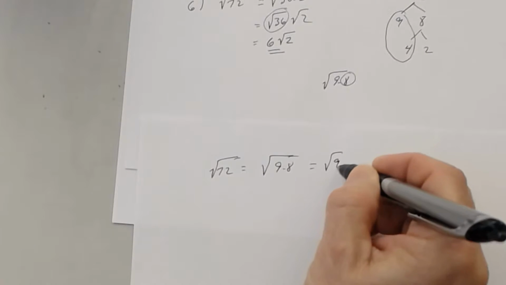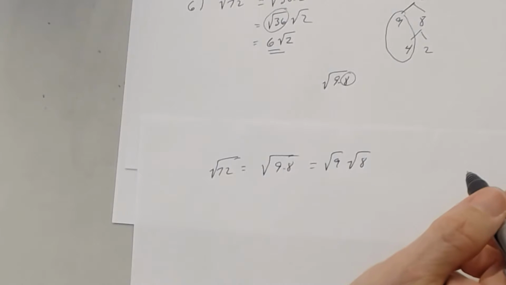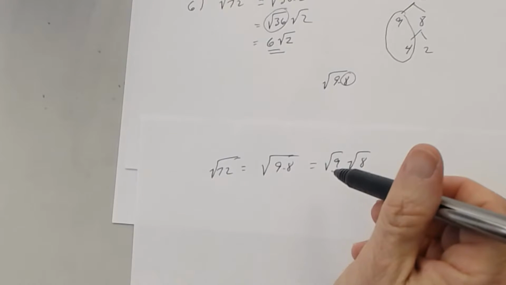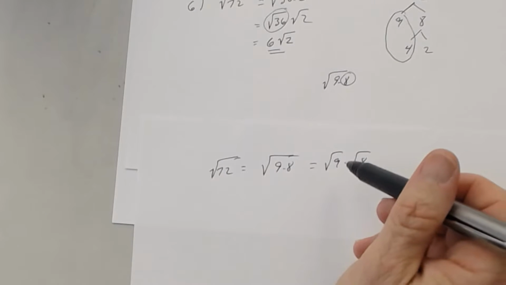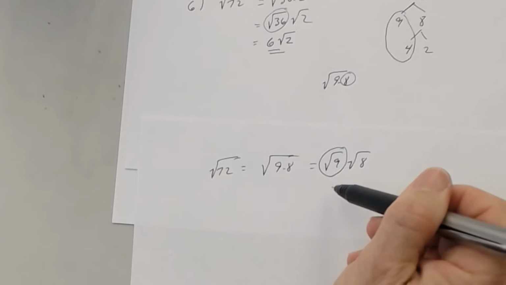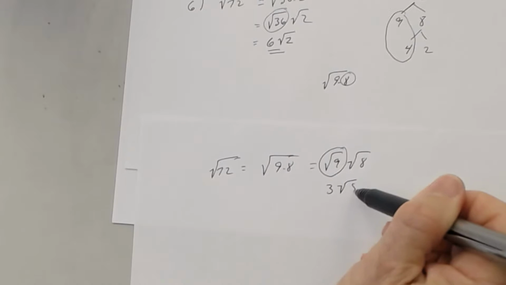That's the square root of 9 times the square root of 8. Y'all agree? All right. Is there any of these I can simplify right away? I know right off the bat, the square root of 9. What's the square root of 9? So I got 3 square root of 8.